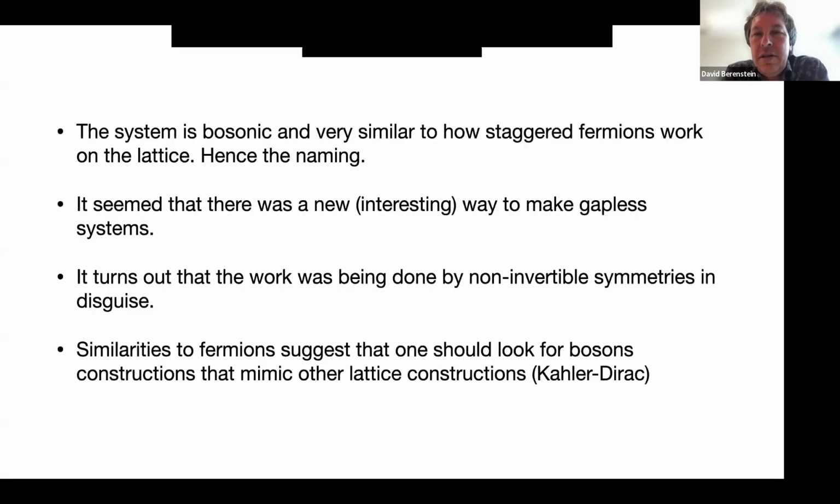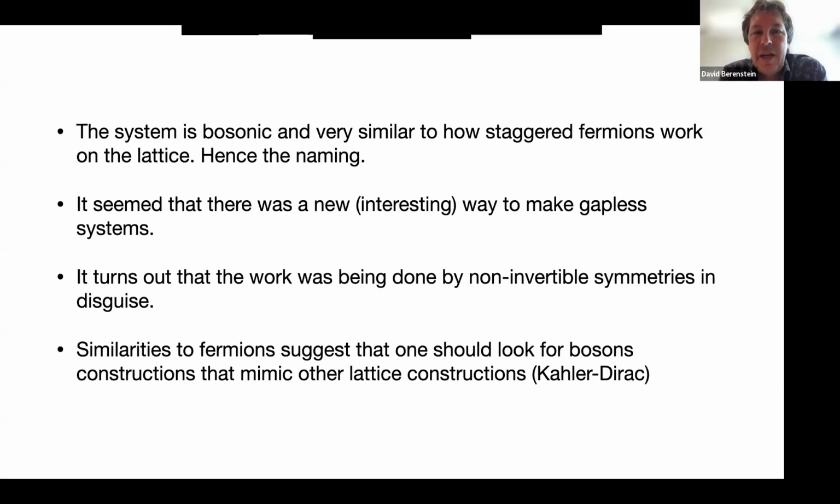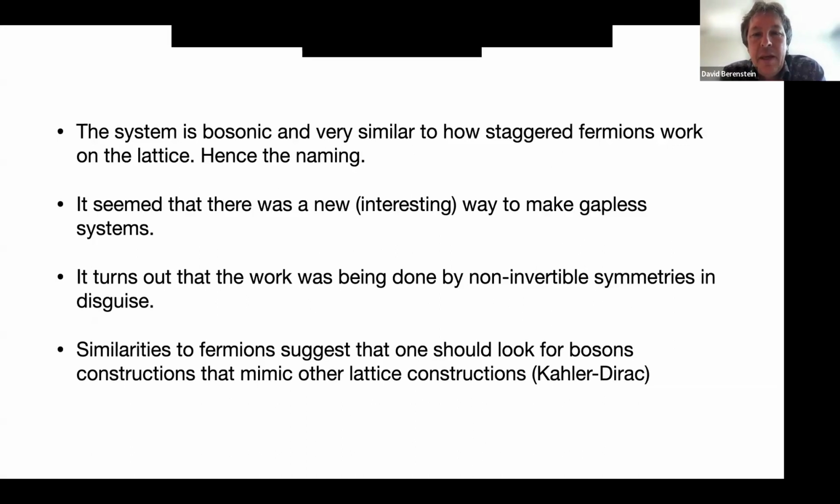So let me tell you what the characteristics are. The system is bosonic and similar to how staggered fermions on the lattice work, that's why the naming. It seemed there was a new interesting way to make gapless systems. It turns out that all the work was really being done by non-invertible symmetries in these systems. This segues into a lot of the work going on with non-invertible symmetries in the rest of the community. And the similarities to fermions suggest that one could look for bosonic constructions that mimic other lattice constructions of fermions, hence the Kahler Dirac fermions or Kahler Dirac bosons.